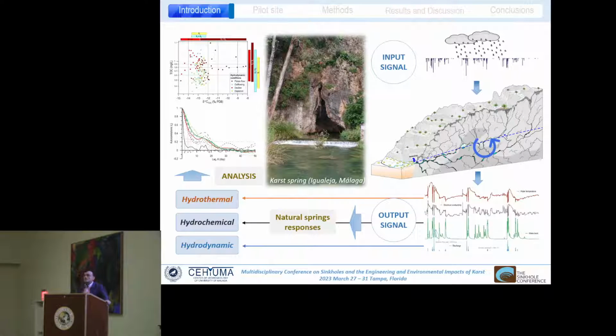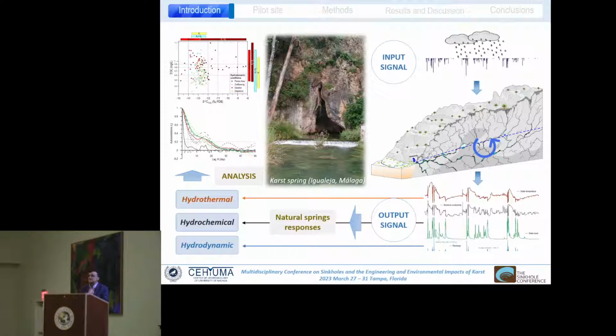Most of us know that a karst aquifer is a natural environment that responds to rainfall infiltration through the soil and epikarst. Now I hear more the name critical zone, and then progressively the water goes down and flows through the saturated zone to the karst spring.